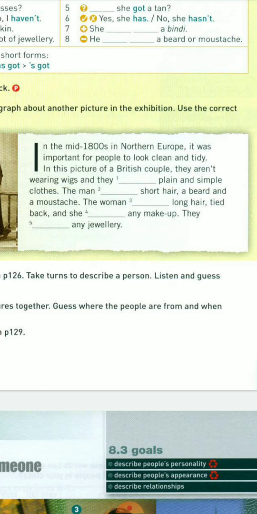What goes there in number 4? Hasn't got, because it's negative, any makeup, hasn't got any. It's the tip, when any appears, it's always negative, all right? They haven't got any jewelry, you see? There again, negative.